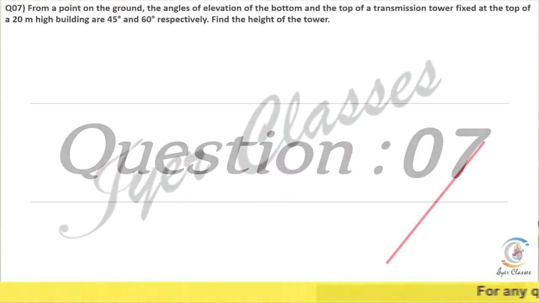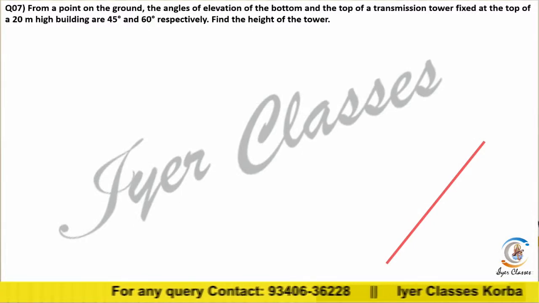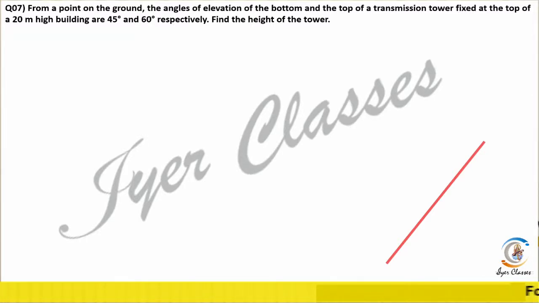Question number 7. From a point on the ground, the angle of elevation of the bottom and top of a transmission tower fixed at the top of a 20-meter high building is 45 and 60 degrees respectively. Find the height of the tower.